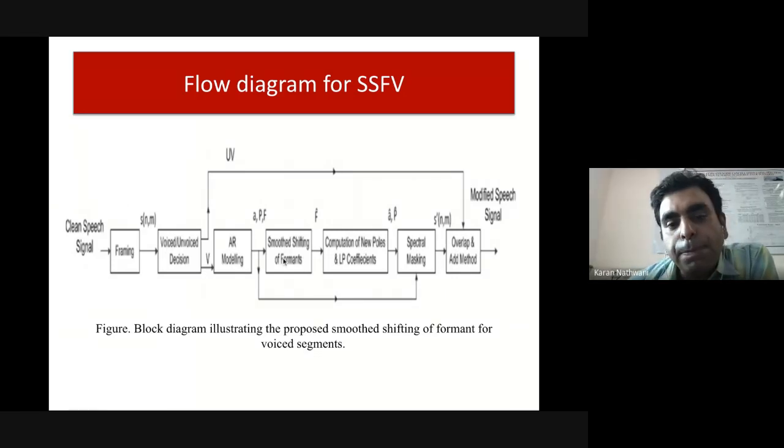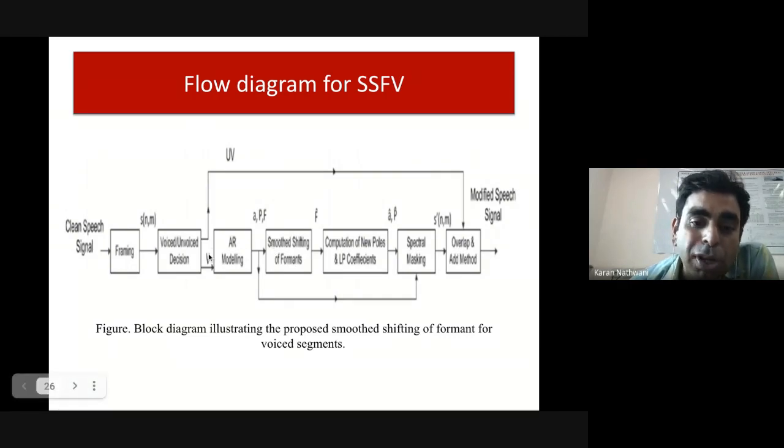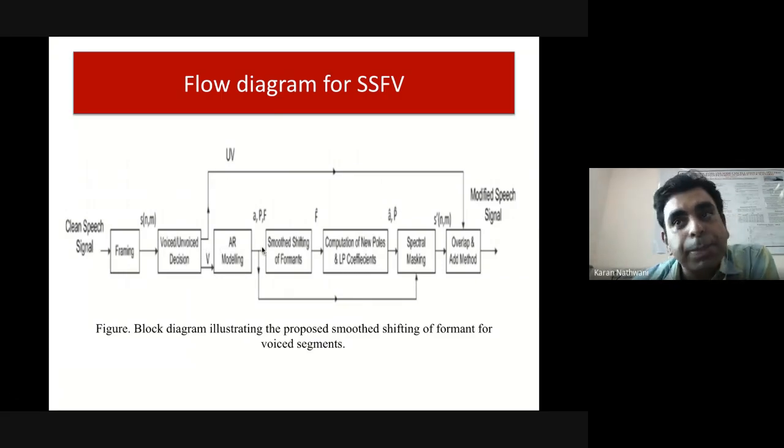Then we perform the smooth shifting of the formants. Here is the difference which you may observe from the previous case: here we shift the formants smoothly, and that too only for the voiced segments, not for the unvoiced segments. So you can see that the unvoiced segment is not being passed here, which was the case in the previous approach. Then again, we follow exactly the same computation of the new poles and LP coefficient. And then we do the spectral masking.